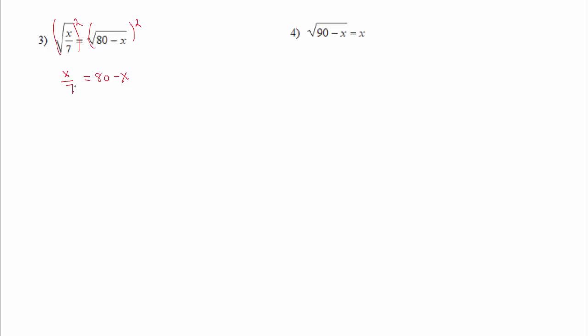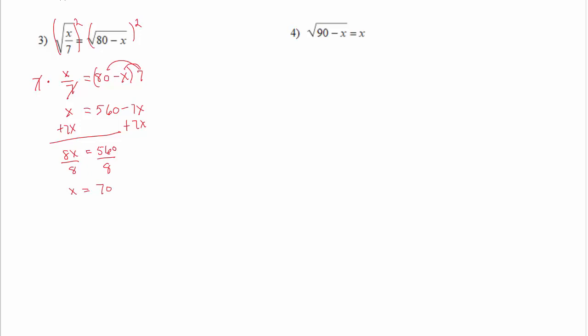So let's get rid of this division here. So let's multiply both sides by 7. Now, this is two terms on the right-hand side, so we got to make sure that we're going to distribute that 7 through when we actually do the multiplication. So this 7 and this 7 cancel out, and you're left with x equals 7 times 80 is 560, and 7 times negative x is negative 7x. Add 7x to move all the x's onto one side. 8x equals 560, and when we divide by 8, we get x equals 70.